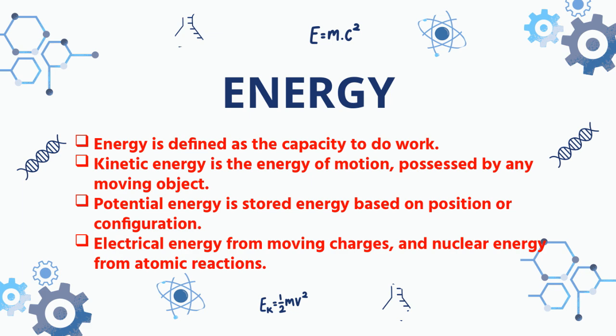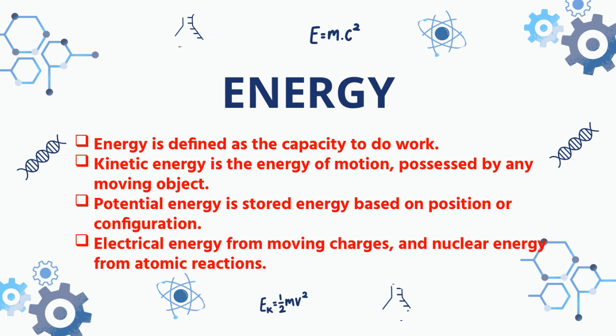Next, there's potential energy. This is stored energy based on an object's position or configuration. For example, a stretched rubber band or a raised weight has potential energy because of their position or shape, and that energy can be converted into motion or work later on. We also encounter electrical energy, which comes from moving charges, like electrons flowing through a wire. This is the energy we use to power our homes and devices.